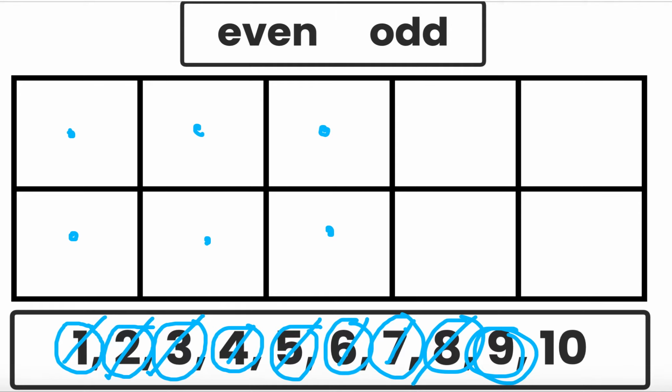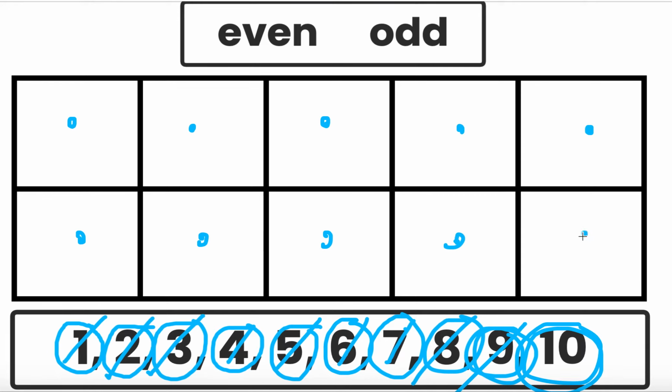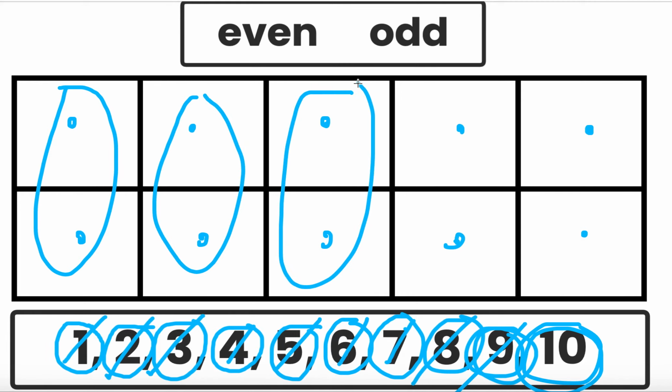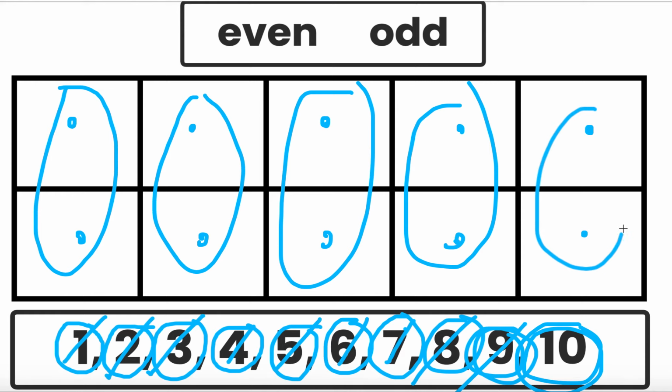The last one, I'm going to erase so we can do the last one together. We did the number 9. Now let's do 10. Let's see if 10 is even or odd. 1, 2, 3, 4, 5, 6, 7, 8, 9, 10. We got our 10 dots. Let's make our groups. We've got 2, 2, 2, 2, and 2. That means that the number 10 is even Stevens. So that means the number 10 is even. So we are good to go.